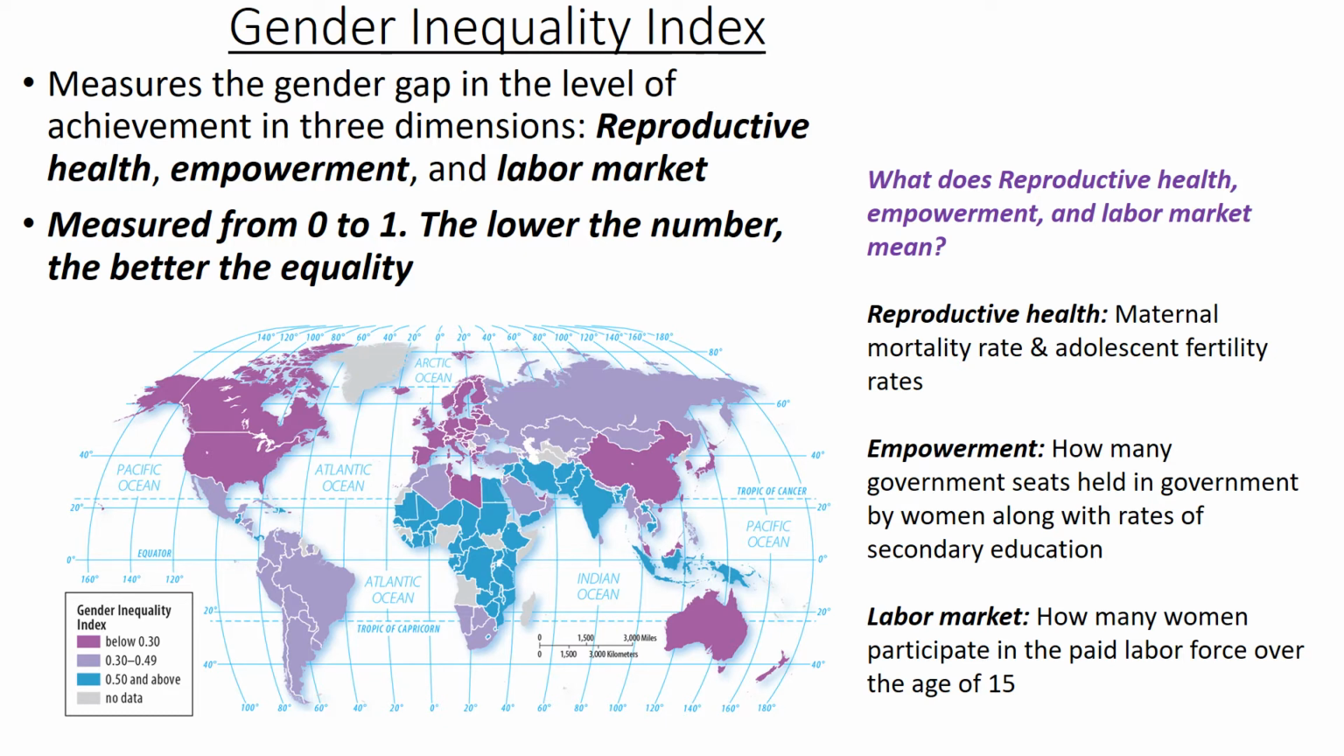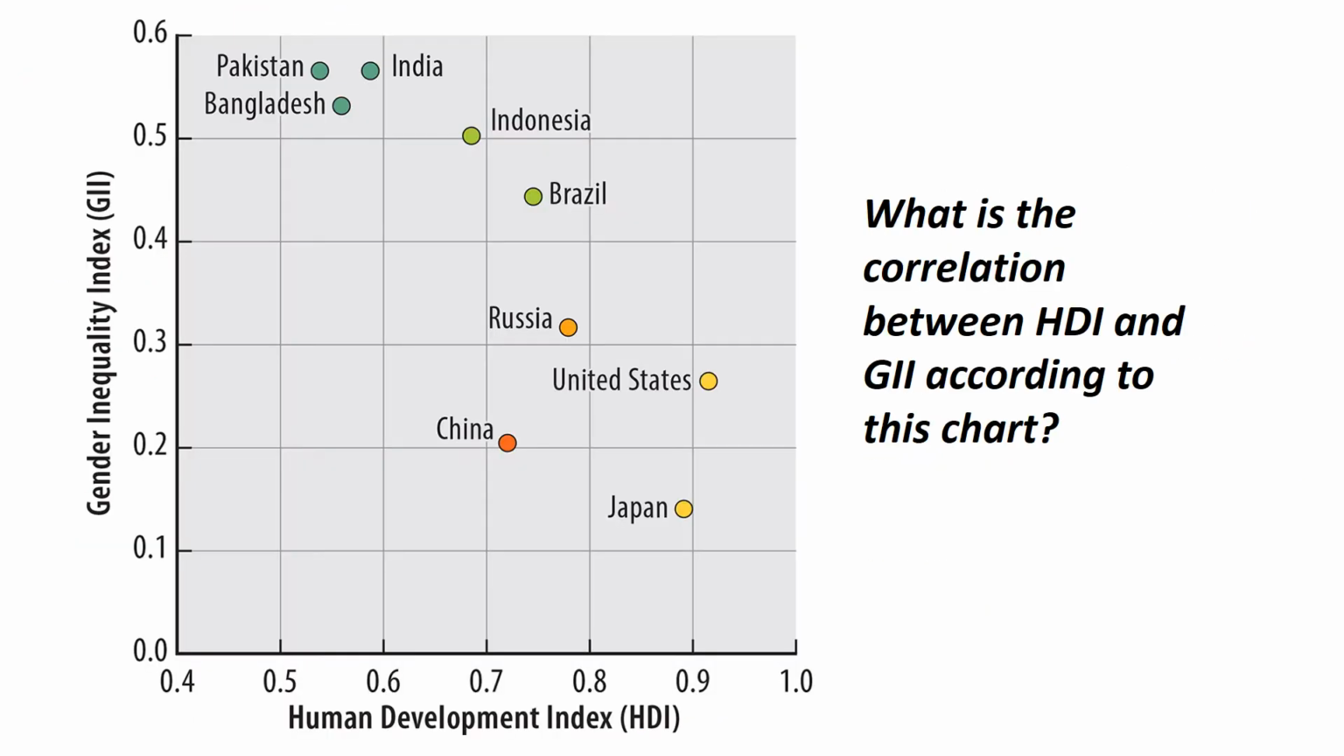So these are unique issues just to women when we talk about inequality throughout the world. And we're going to take some time to examine each one of these things that we measure. So what is the correlation between HDI and GII according to this chart?